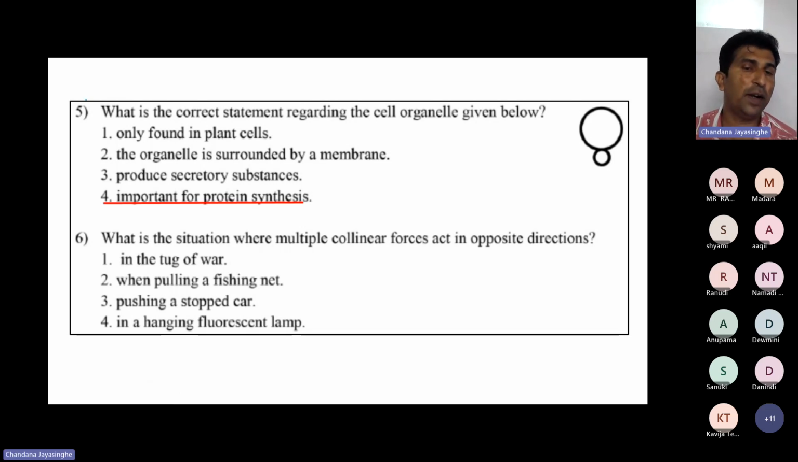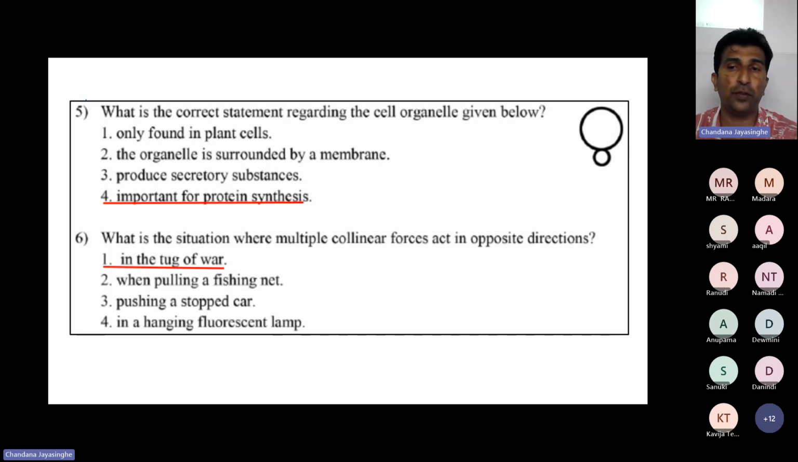Then the sixth one. What is the situation where multiple collinear forces act in opposite directions? This lesson is from grade 10. Multiple, a large number of forces, collinear, meaning forces acting along the same line. Right? What is the answer? We can say tug of war. That means multiple collinear forces acting on the same line, and where? In opposite directions. Two teams pull in both directions.